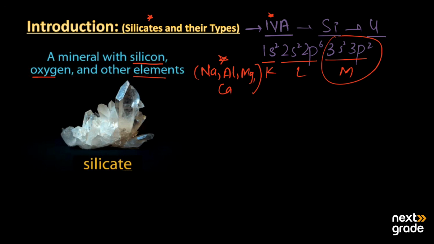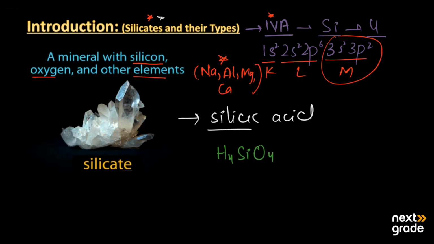By definition, a silicate is a compound that is derived from silicic acid. So mainly the silicates have been derived from silicic acid, and hence the term silicates. The formula for silicic acid is H4SiO4.